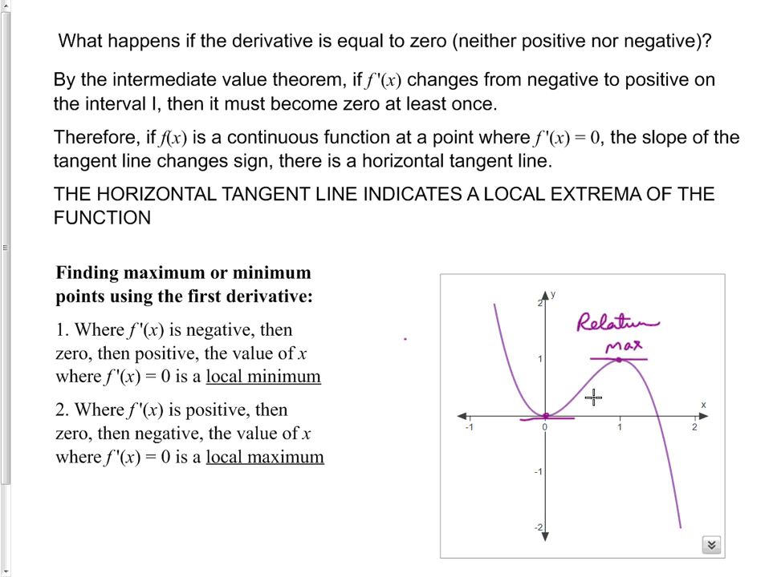And it looks like the function's derivative changes from increasing to decreasing, that is, from positive to negative. Meanwhile, we've got this relative minimum at x equals 0. And we see that if we were to look at the derivative, it would be negative, the function is decreasing, and then it's increasing.